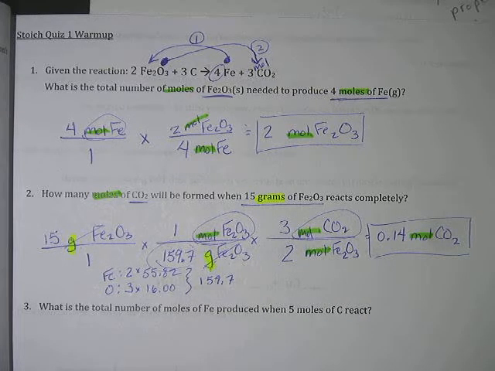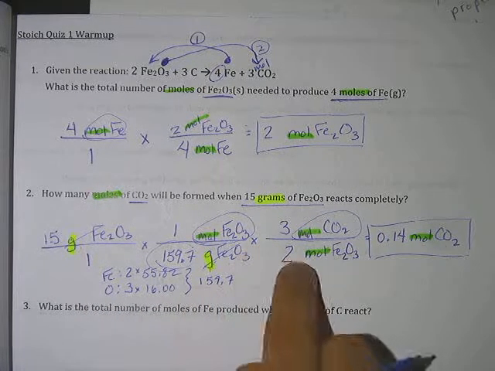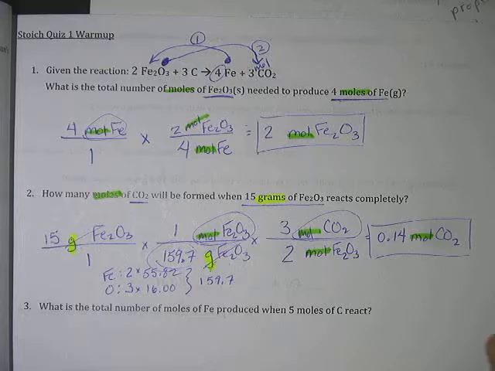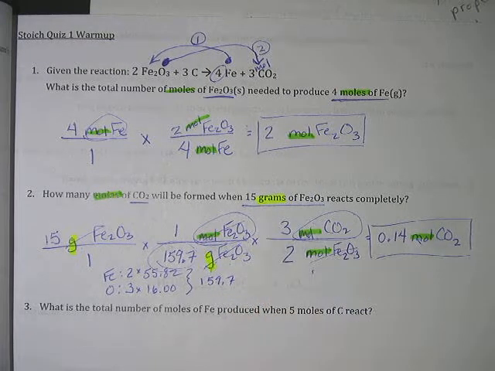Now, if you notice, we have used grams twice and moles 4 times. 1, 2, 3, 4. Every problem should have moles 4 times. It should be twice with one chemical and twice with a different chemical.